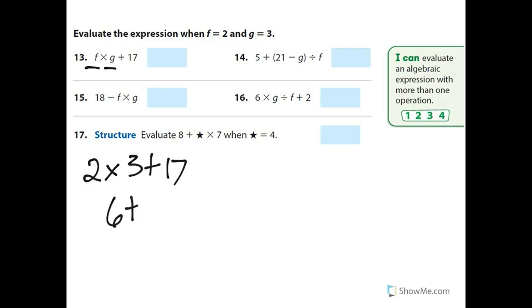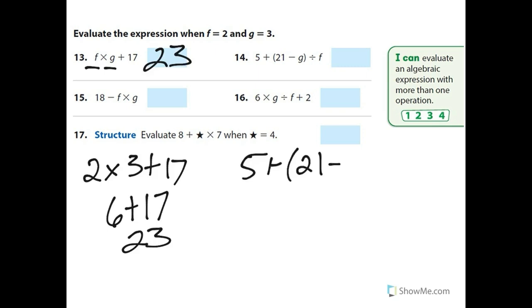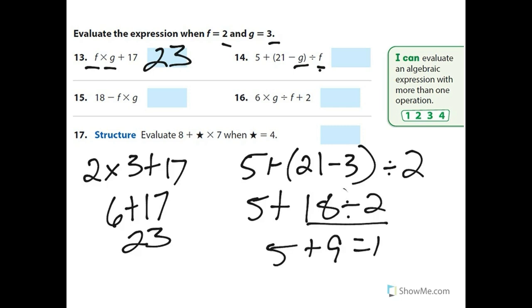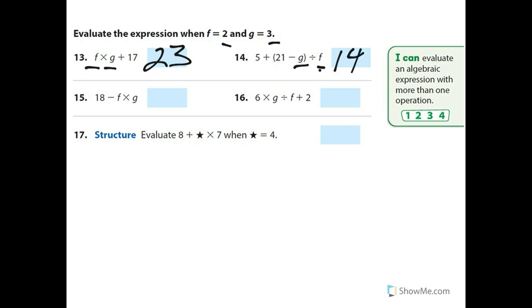2 times 3 is 6. 6 plus 17 is 23. And then, again, g with 3. See, g is 3, f is 2. So 5 plus 18. Oh, I need to take those parentheses off. 18 divided by 2 is 9, so the answer is 14. You solve 15 and 16, and then we'll go over it.